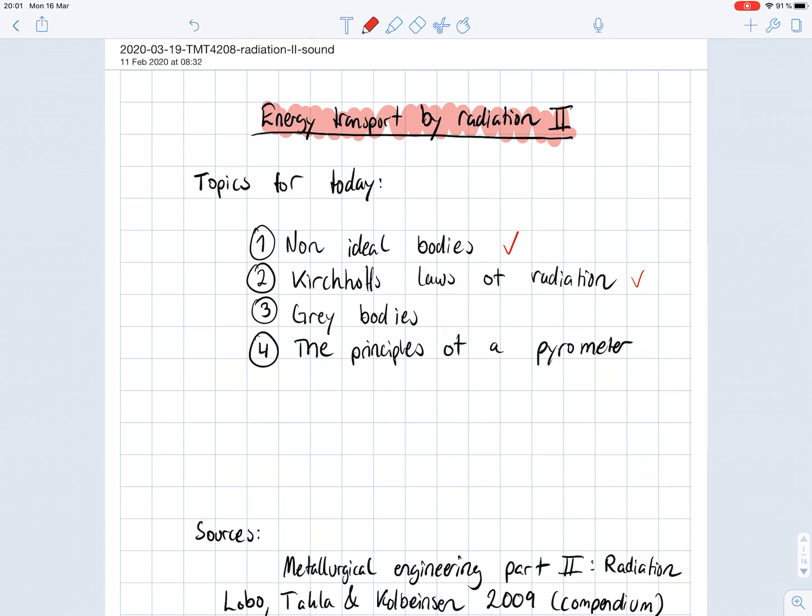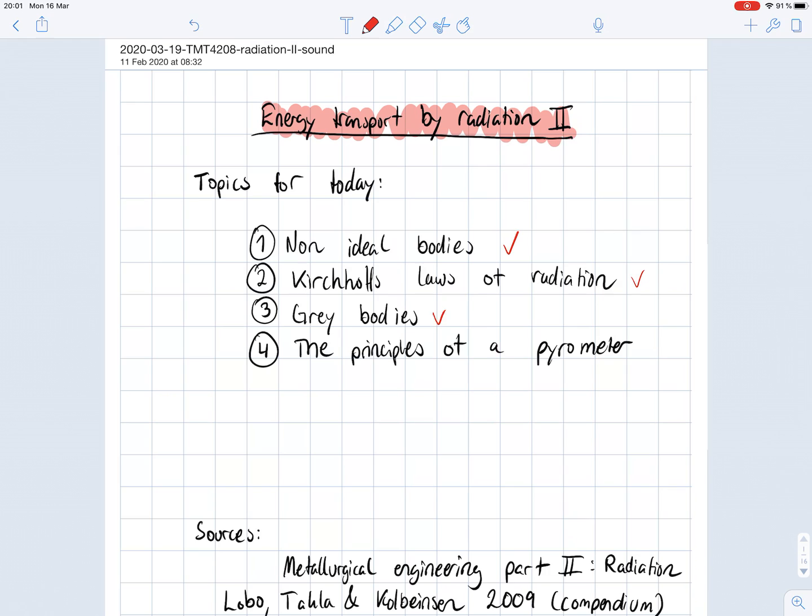Following that, we will look at gray bodies, and gray bodies is a semi-idealization. It's an approximation that we will use quite frequently. It's better than assuming that the bodies are black because it includes some of the non-ideal phenomena that we're looking for. But it's still an idealization of reality.